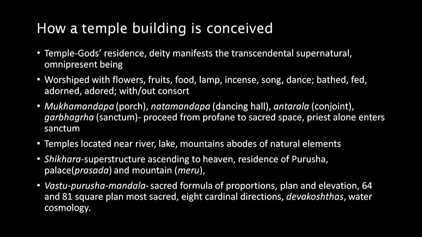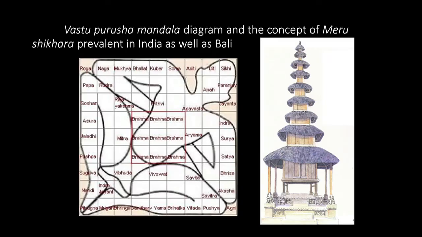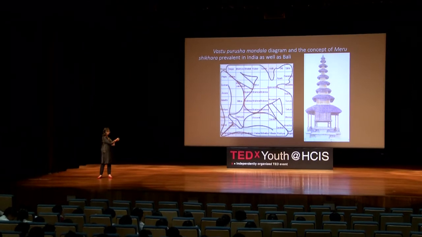Now, how does the concept of temple building evolve as civilizations advance? They are conceived as abodes or residences of gods. They manifest the supernatural and the omnipresent, which actually occupies the ground plan of a building. So here is what is called the Vastu Purusha Mandala, which is fitted into the ground plan of a temple for auspiciousness and for prosperity and success of the temple, or as Meru, ascending up to the heavens, which is a superstructure. So that's from Bali.